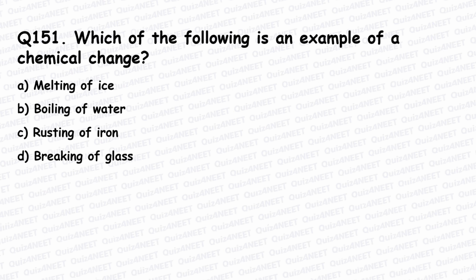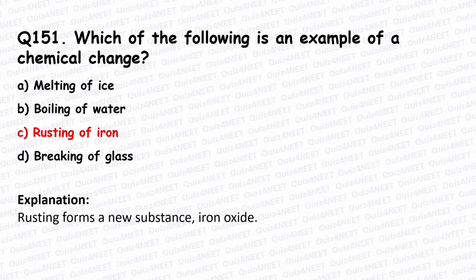Q151. Which of the following is an example of a chemical change? A. Melting of ice, B. Boiling of water, C. Rusting of iron, D. Breaking of glass. Answer C. Rusting of iron. Explanation: it forms a new substance, iron oxide.